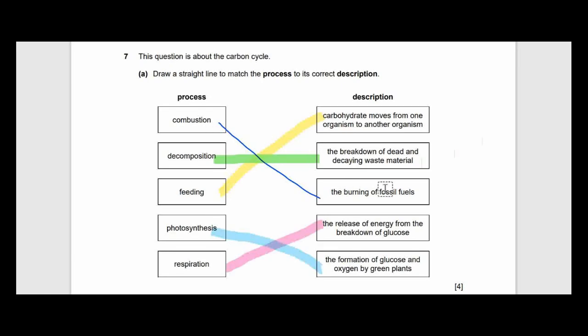Combustion is burning of fossil fuel. Decomposition is the breakdown of dead and decaying waste material. Feeding is carbohydrate moved from one organism to another organism. Photosynthesis is the formation of glucose and oxygen by green plants. Respiration is the release of energy from the breakdown of glucose.